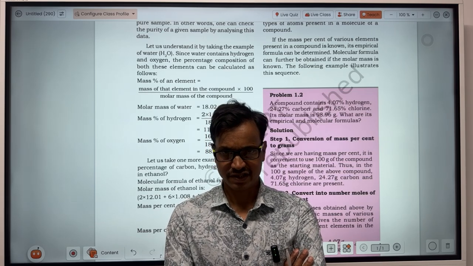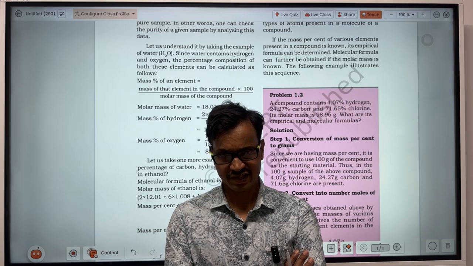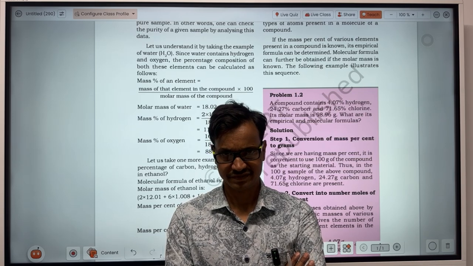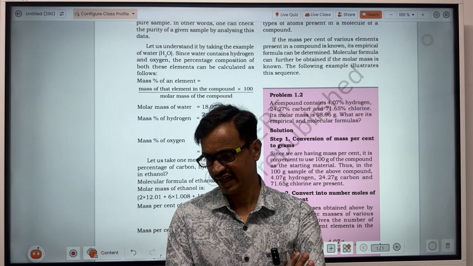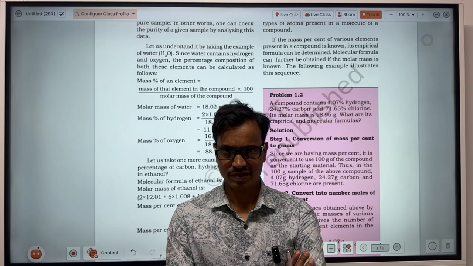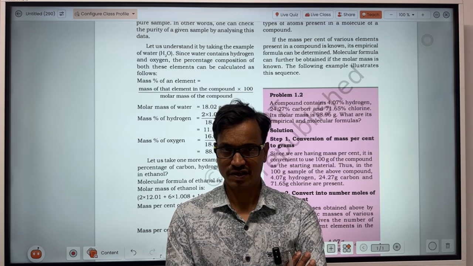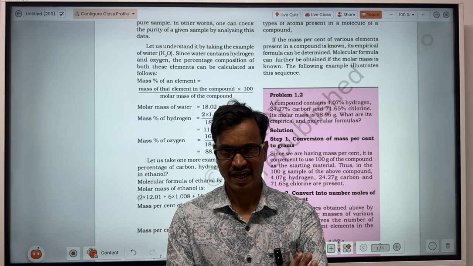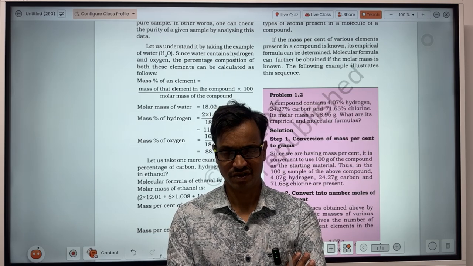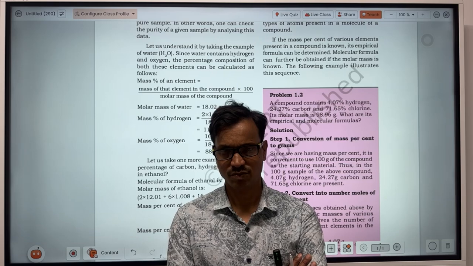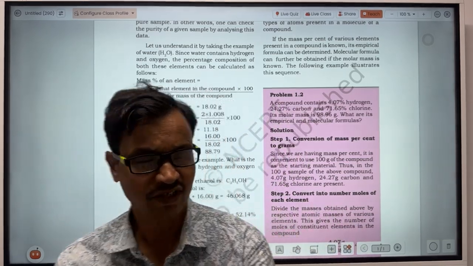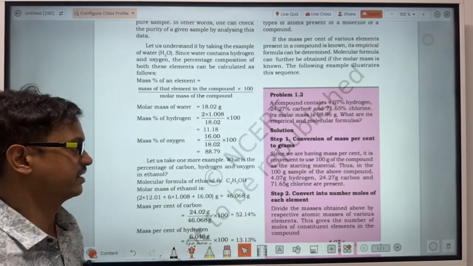Empirical formula is the ratio of the number of atoms of various elements in a molecule of the compound, and molecular formula is the total number. Molecular formula is the number of atoms of various elements present in a molecule of the compound. Okay, so let's see. Firstly, write what the meaning of empirical formula is.